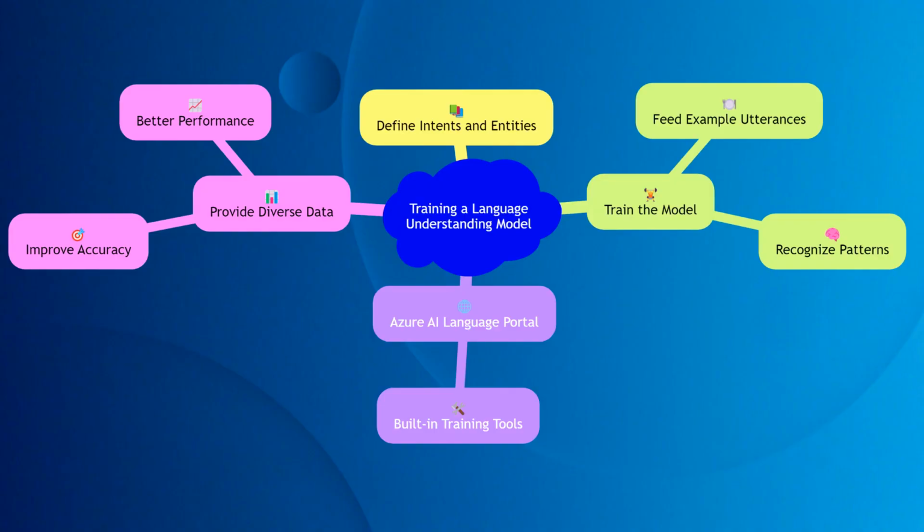Once you have defined the intents and entities for your language understanding model, the next step is to train the model. Training involves feeding the model with example utterances and teaching it to recognize patterns in the data. In the Azure AI Language portal, you can use the built-in training tools to train your model. Provide a diverse set of example utterances for each intent, and use the training tools to refine the model's accuracy. The more data you provide, the better the model will perform.